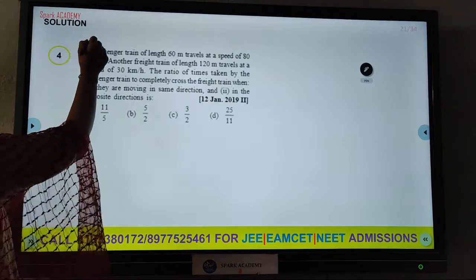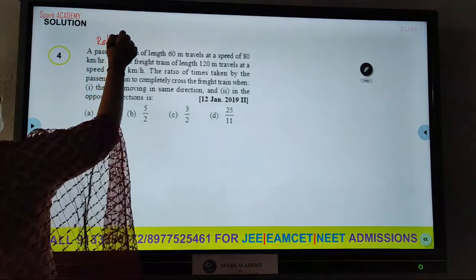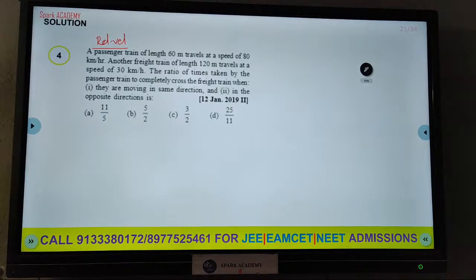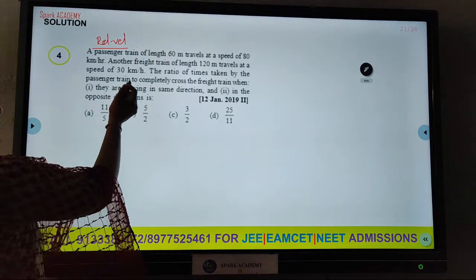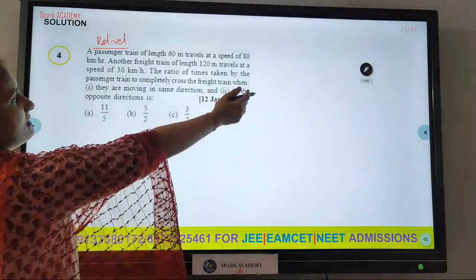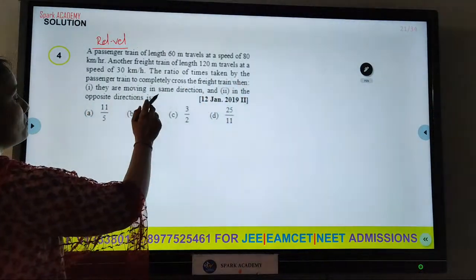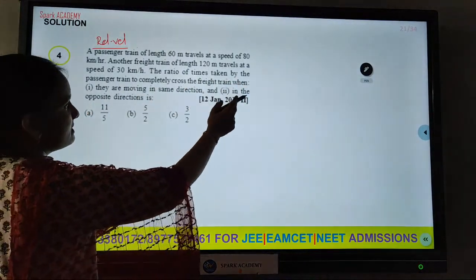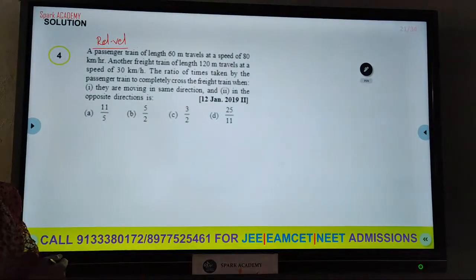This is about the relative velocity concept discussion. A passenger train of length 60 meter travels at a speed of 80 km per hour. Another freight train of length 120 meters travels at a speed of 30 km per hour. The ratio of the times taken by the passenger train to completely cross the freight train when they are moving in the same direction and in the opposite direction.